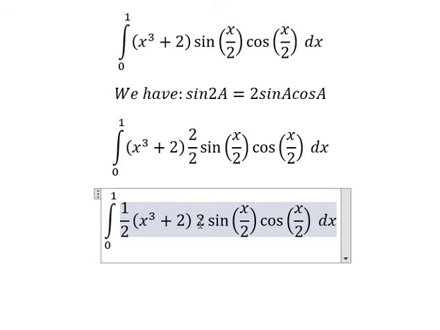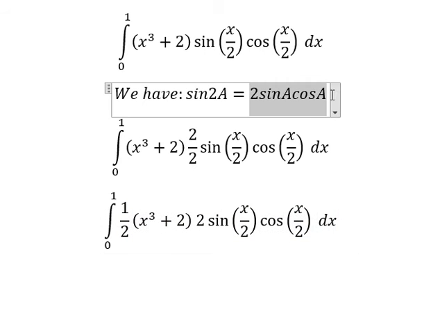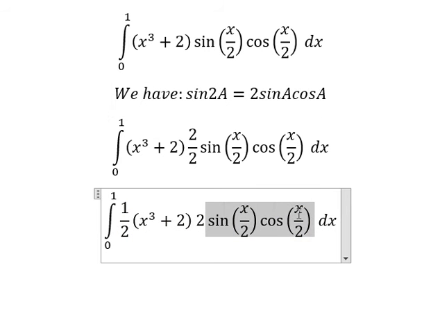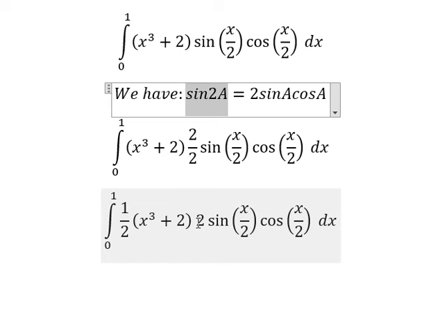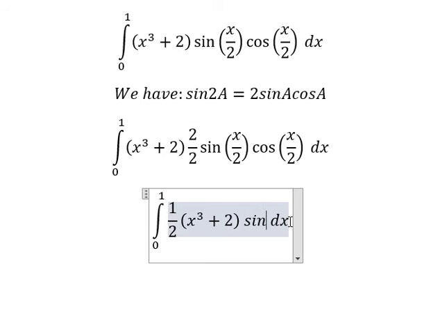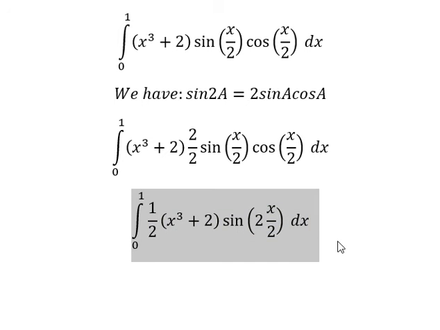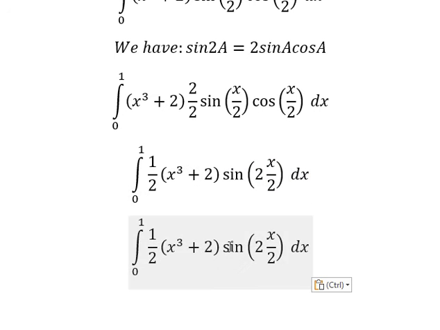And this one, that is about this one. Now we need to change this one into sine 2a. Number 2 multiplied by s over 2, we have sine s.